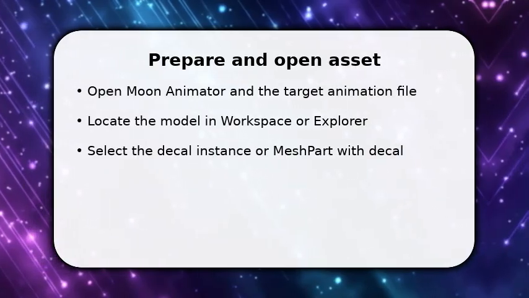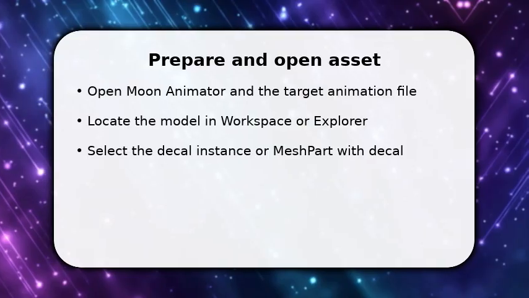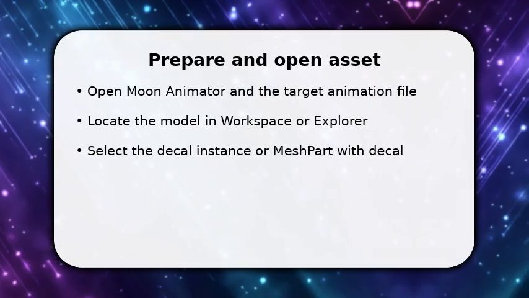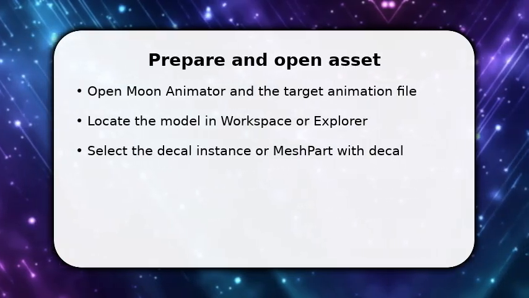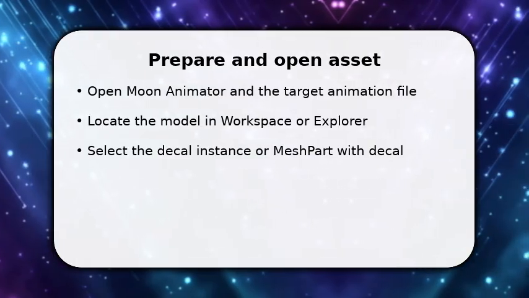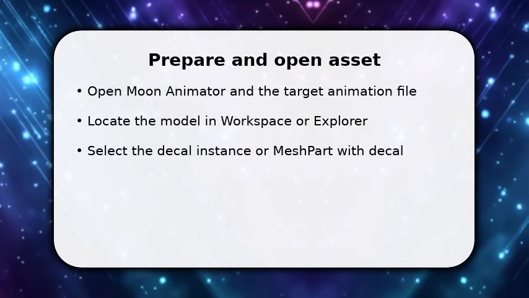Next, find the model in Explorer. You want the exact mesh part or decal object used in the timeline. Once found, select it so properties populate in the Properties panel. This lets you change texture or image properties directly. Doing this now prevents mismatched frames later.